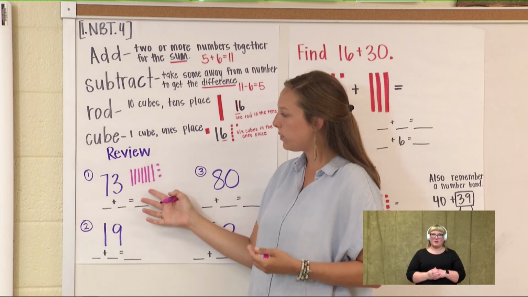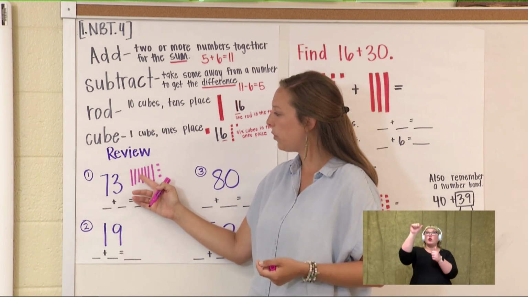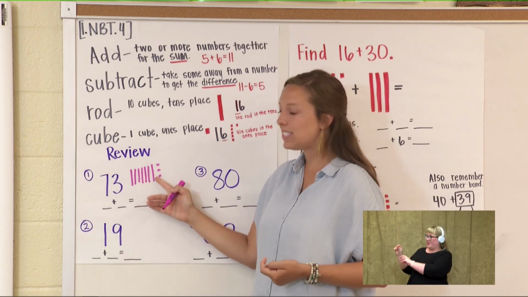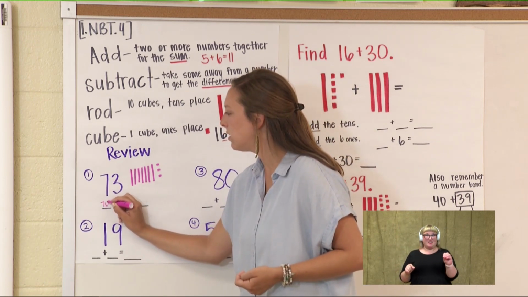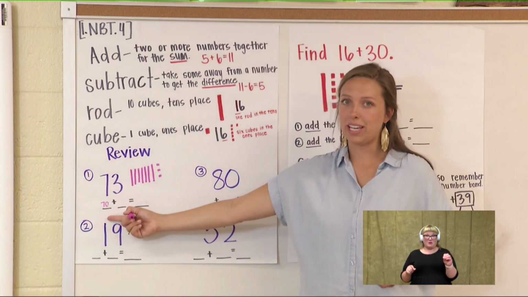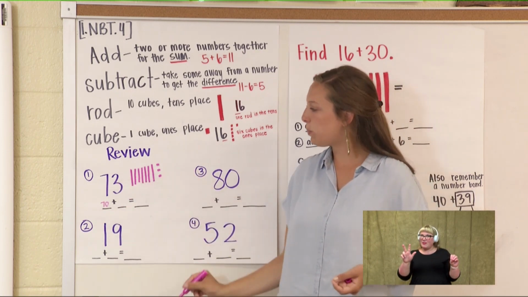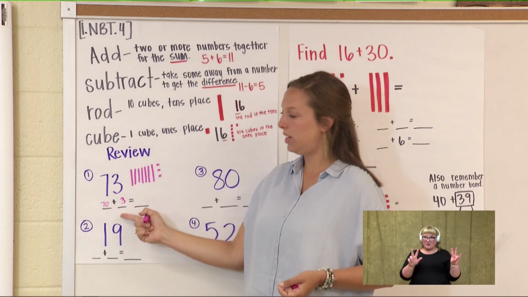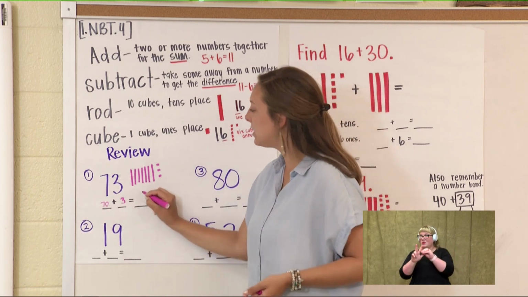So look up here. Let's count by tens. 10, 20, 30, 40, 50, 60, 70. 70 is in the tens place. So I brought it down for my equation. 3 is in the ones place. I fill that in on my equation. 70 plus 3 equals 73.